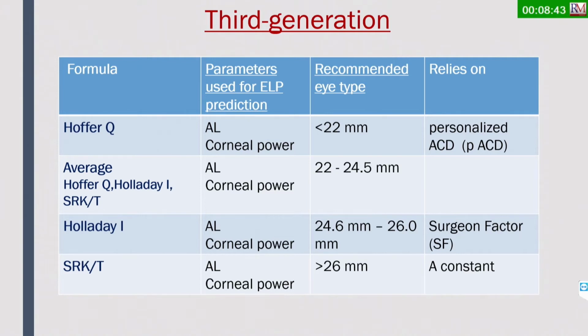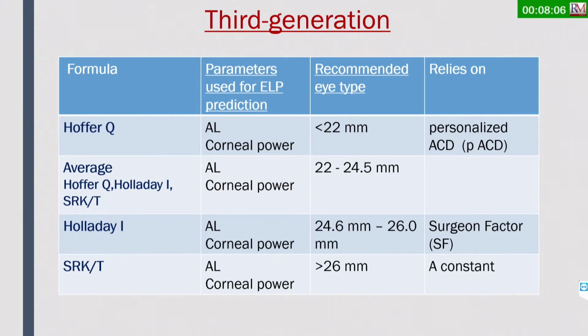In all of them, the parameters used for the prediction of the effective lens position were the axial length and the corneal power. The Hoffer Q works best for short eyes less than 22 millimeter. For average lengths from 22 to 24.5, you take the average of the 3 formulas. If you have an axial length from 24 to 26, Holladay 1 works best. For more than 26 millimeter, it's SRK/T. This is if you don't have any 4th generation formula in your machine or online, so you will rely on 3rd generation formulas.